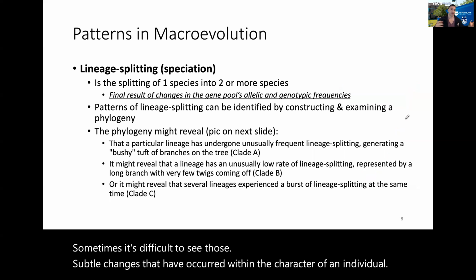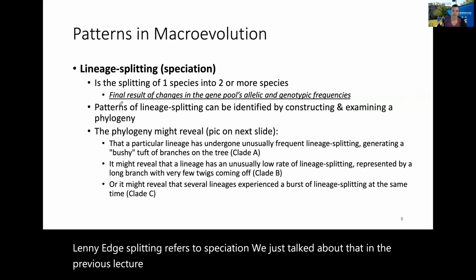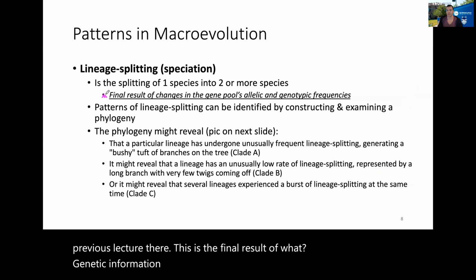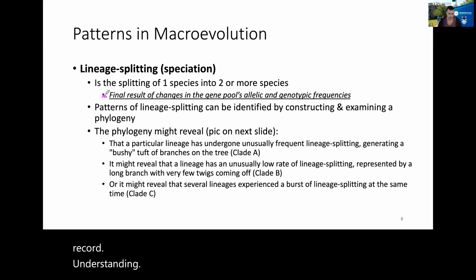Lineage splitting refers to speciation. We just talked about that in the previous lecture there. This is the final result of what? Genetic information. Genetic information being so different that it results in the splitting of a species. Now, for this one, it goes to looking at a fossil record, understanding extinction patterns, okay, understanding biogeography, understanding changes that occur to an environment over the course of time.